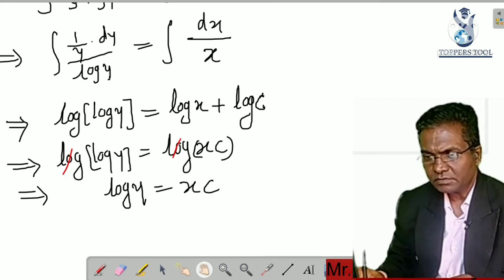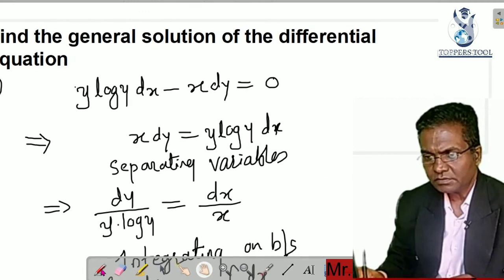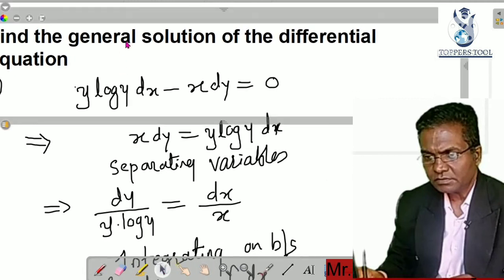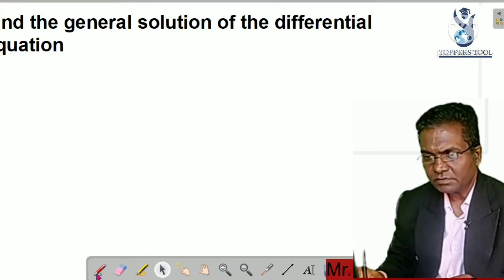Let's have another example. Find the general solution of the differential equation. It's an all important one.